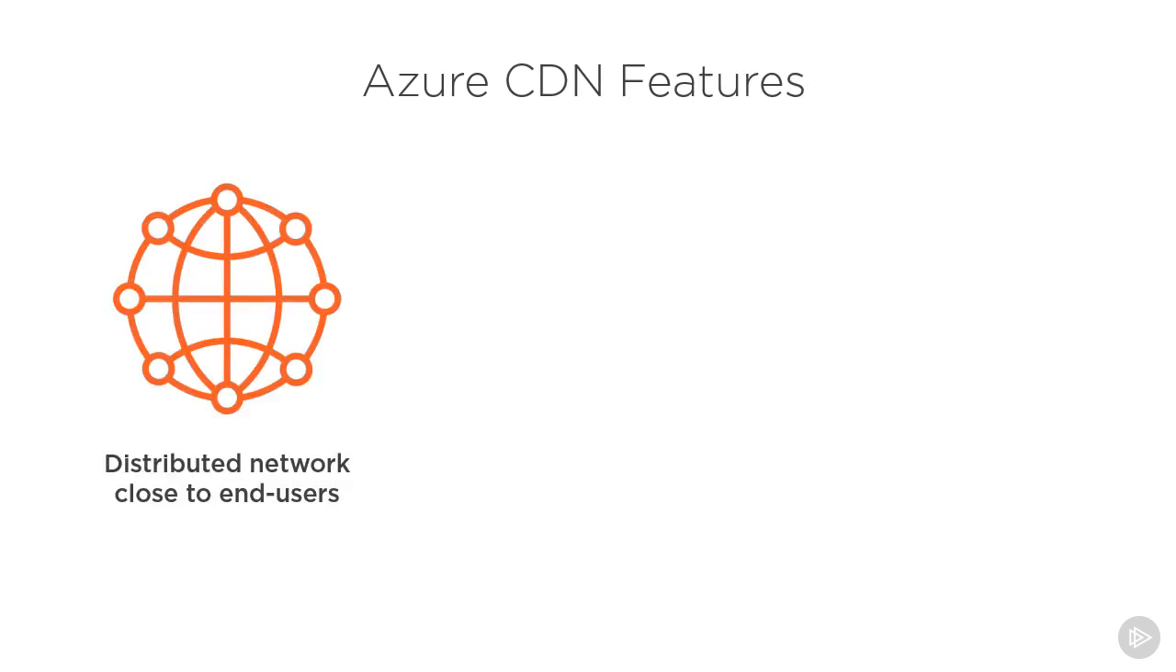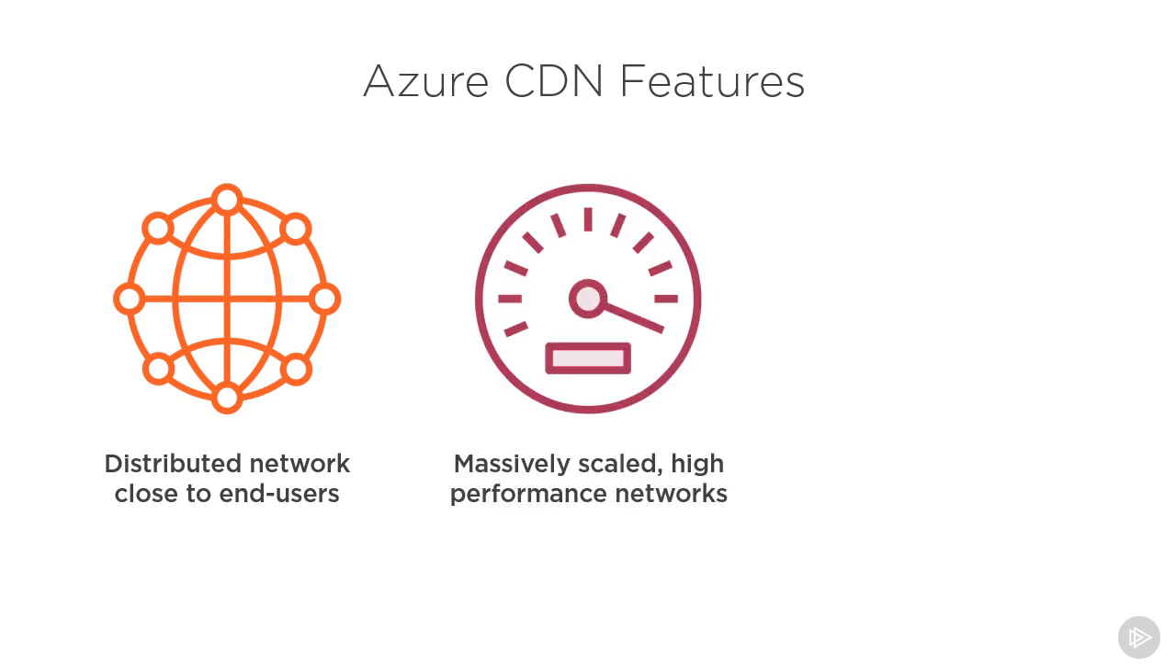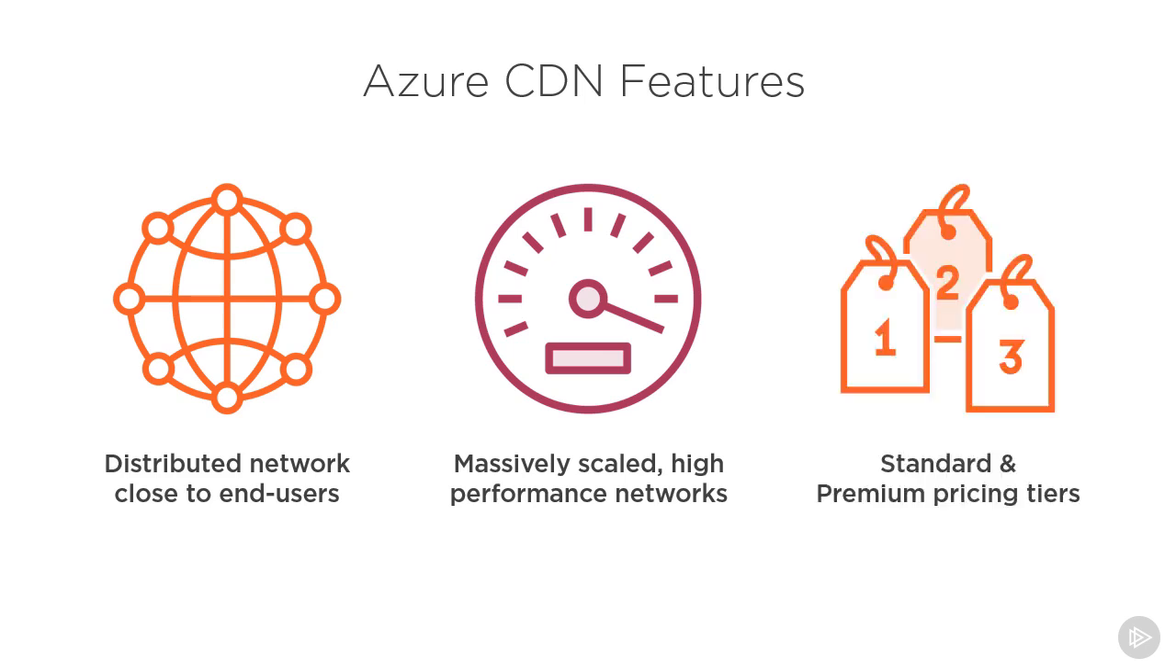There are several major features Azure CDN provides. The first is a distributed network of edge servers placed close to end users to lower the latency to request files. The second is that these edge servers are massively scaled and managed for you, offering multiple tiers of performance that should suit small to enterprise workloads. These performance tiers are broken down into standard and premium, some of which are partnered with industry-leading companies like Verizon and Akamai.